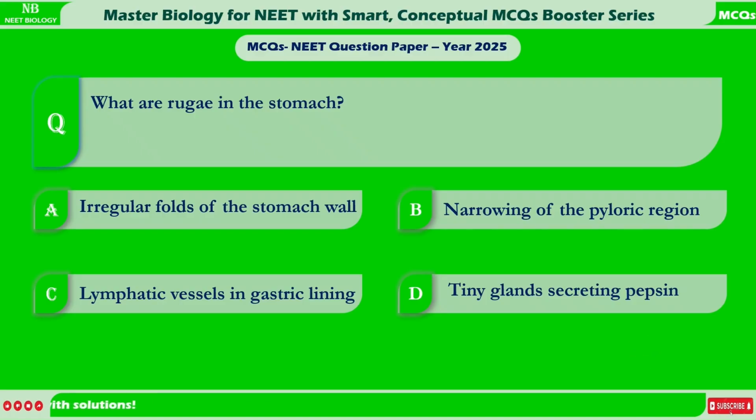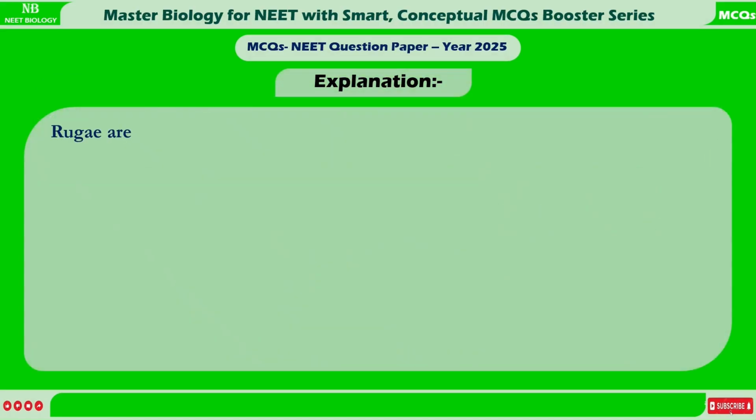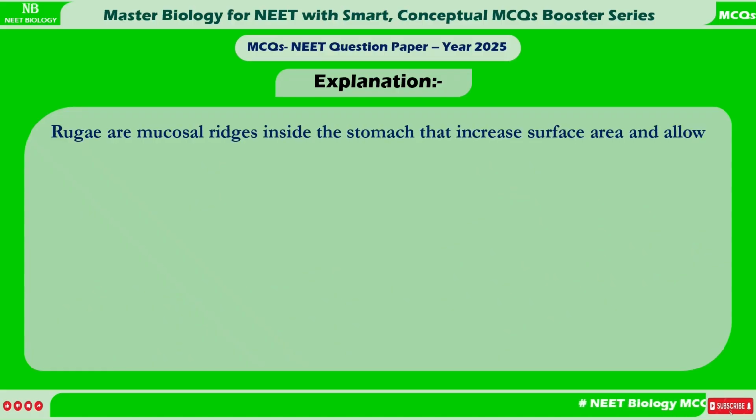Correct answer is A. Irregular folds of the stomach wall. Explanation: rugae are mucosal ridges inside the stomach that increase surface area and allow expansion when filled.